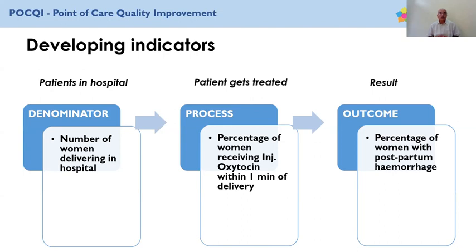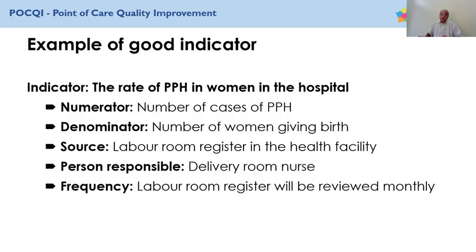Now remember, as I told you earlier also, many causes of postpartum hemorrhage can happen in a patient. But one of the factors which can contribute to lesser postpartum hemorrhage would be giving oxytocin within 1 minute. And that's one of the important indicators. So that can be developed as an outcome indicator.